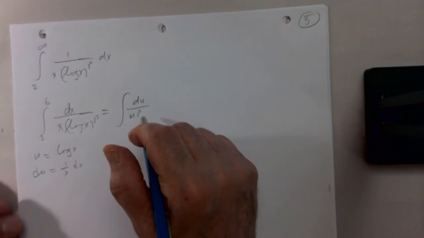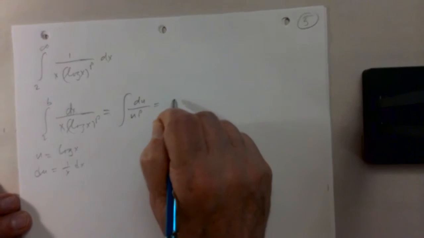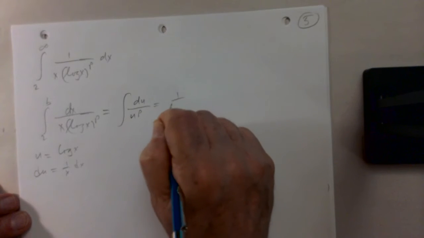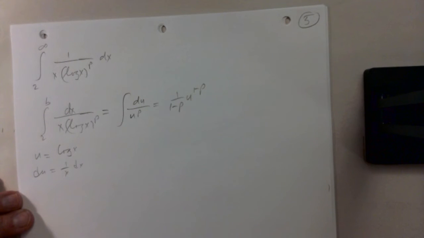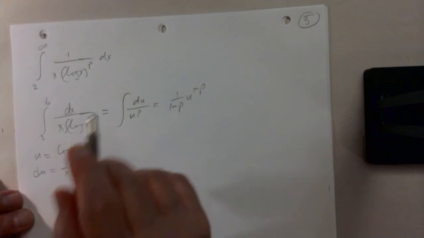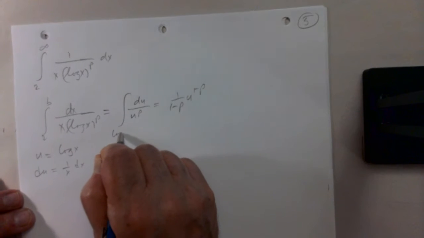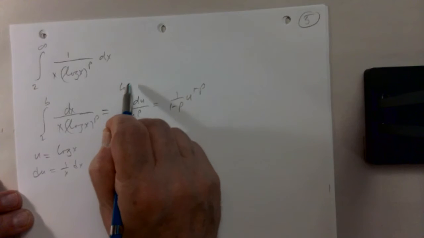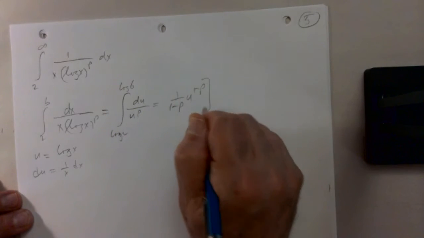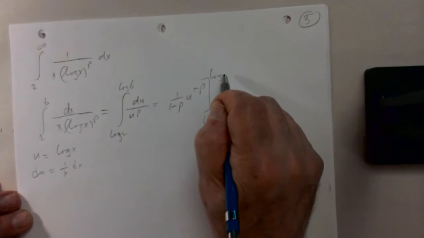So u to the minus p, this is 1 over 1 minus p, u to the 1 minus p. We're just integrating u to the minus p. And we're evaluating this when x is 2, u is log 2, and when x is b, u is log b. So we're evaluating this from log 2 to log b.